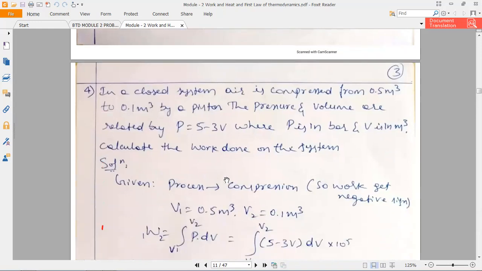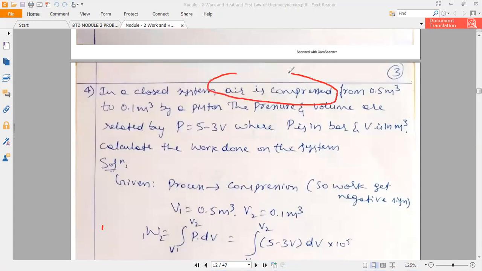Next, in a closed system, air is compressed from V1 0.5 meter cube to V2 0.1 meter cube by a piston. The pressure and volume relationship is given by this equation, where P is in bar, which means you have to multiply by 10 to the power 5. Don't forget this one, 10 to the power 5 Pascal, and V is in meter cube.